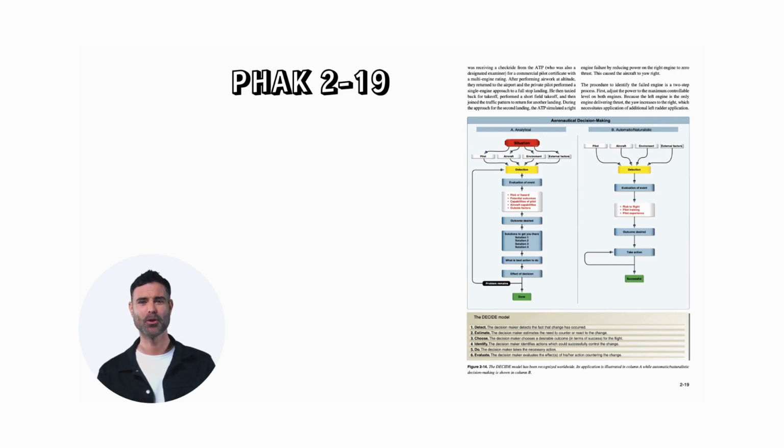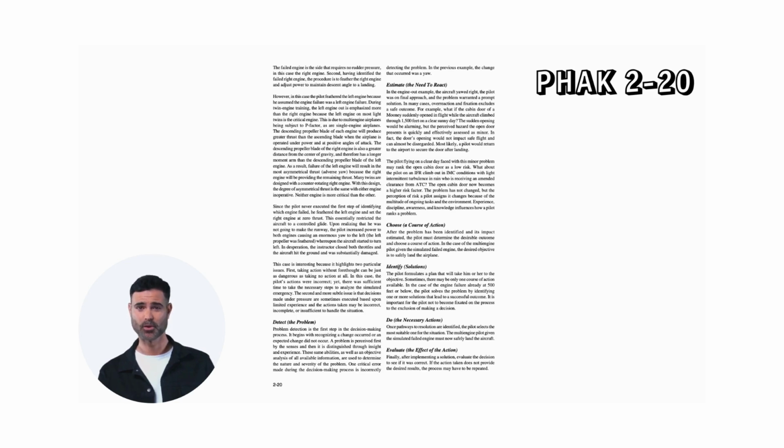The procedure to identify the failed engine is a 2-step process. First, adjust the power to the maximum controllable level on both engines. Because the left engine is the only engine delivering thrust, the yaw increases to the right, which necessitates application of additional left rudder. The failed engine is the side that requires no rudder pressure, in this case, the right engine.